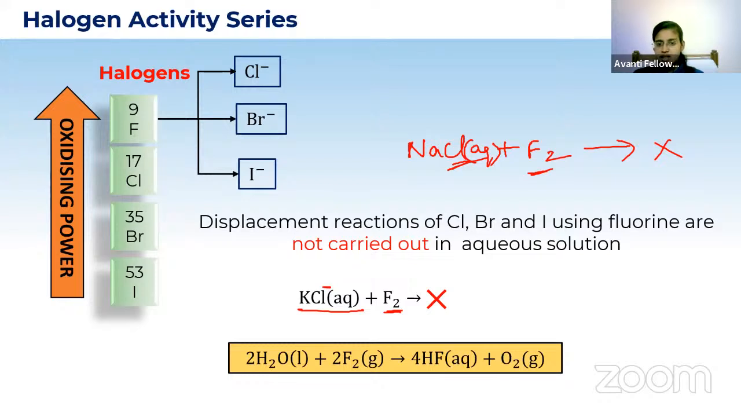There fluorine can displace the hydrogen. Fluorine can displace the hydrogen. Clear? Can you all understand? So HF is coming out. So in the halogen activity series, fluorine has the highest oxidizing power, in which it can displace all the ions.